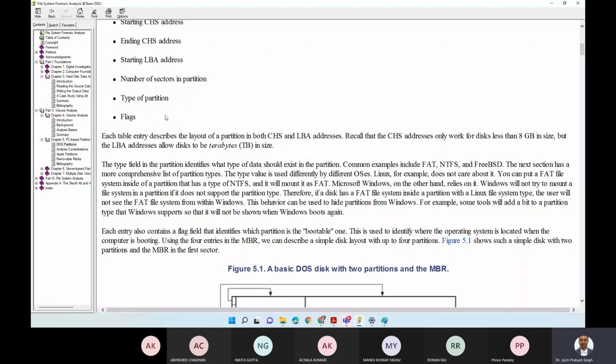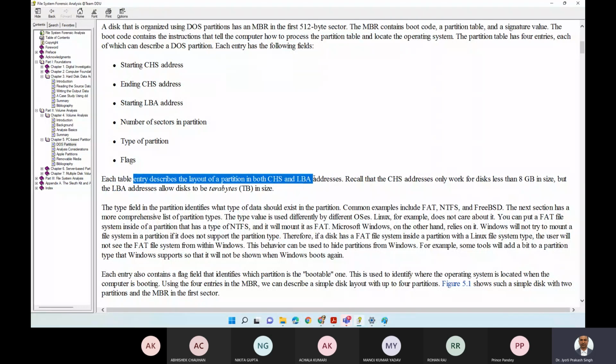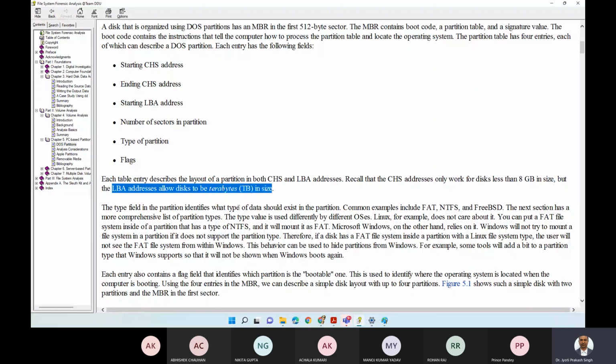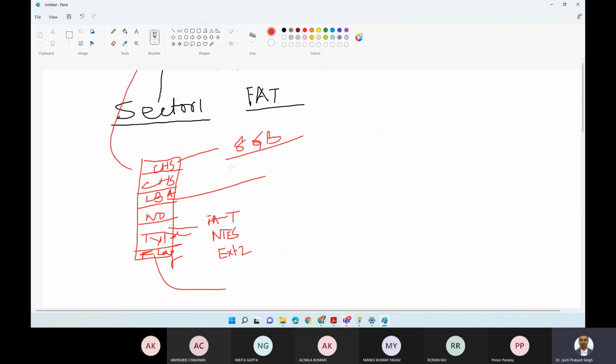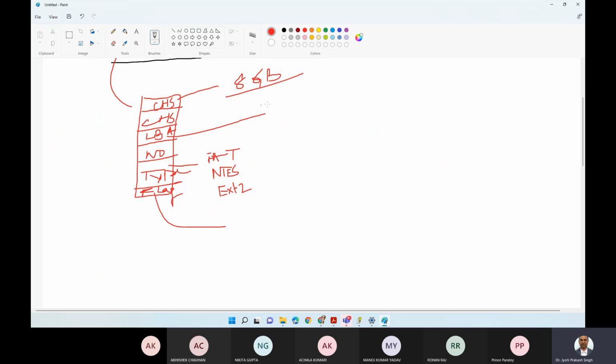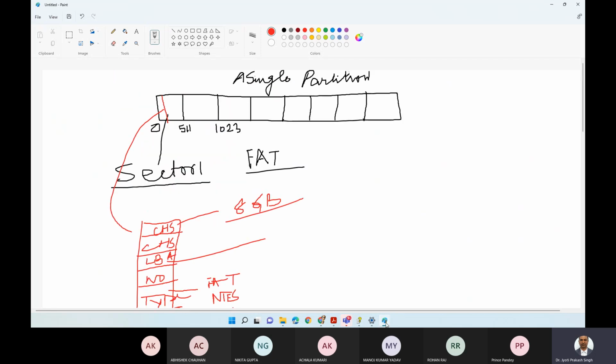So you can see here the description is given. Each table describes the layout of a partition in CHS and LBA address. CHS address only for disk less than 8 GB size, but LBA address may allow disk up to terabyte. The type field in partition identifies what type of data should exist in the partition. Common examples include FAT, NTFS, FreeBSD. Each entry also contains a flag field that identifies which partition is the bootable one. So if the partition we are talking about is bootable, then this flag will be 1. If this is not bootable, then flag will be 0.